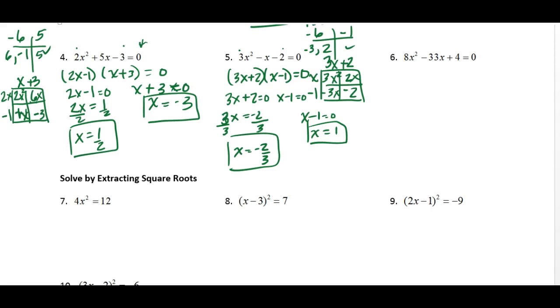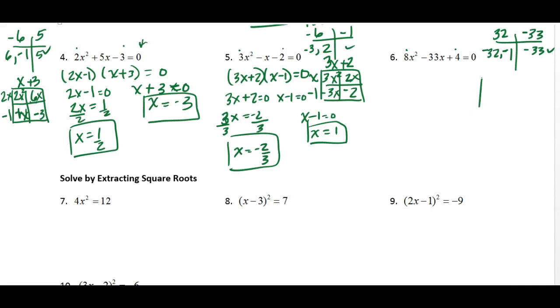Number 6. Okay, we got some bigger numbers here. Don't let it scare you. I would first think about your factors. Okay, a times c, 4 times 8 is 32. So you have to multiply to 32, yet add to negative 33. Well, probably 32 and 1 would be my guess here. And they both have to be negative to add up to negative 33.